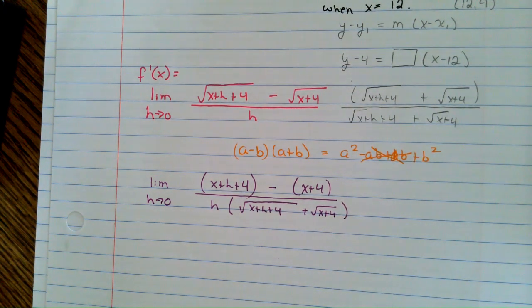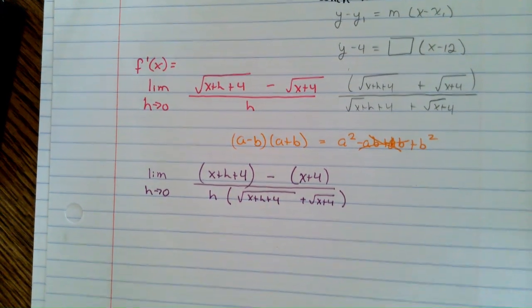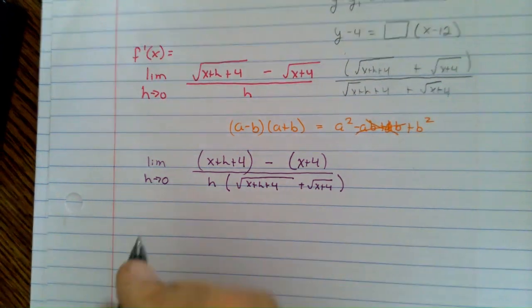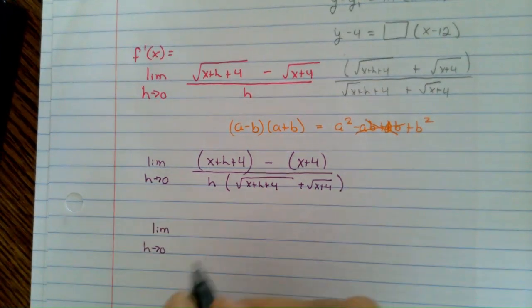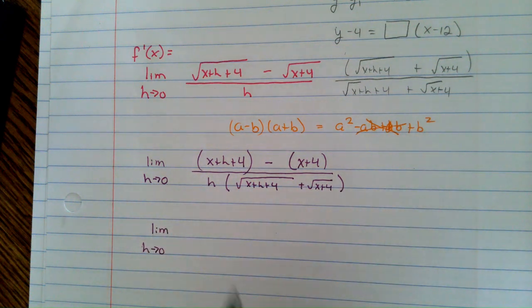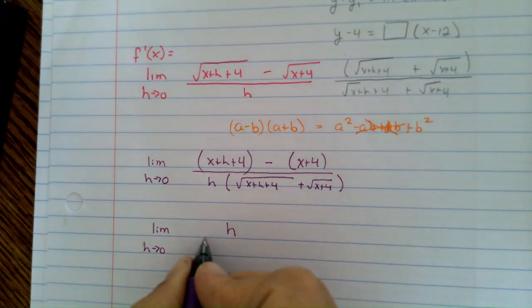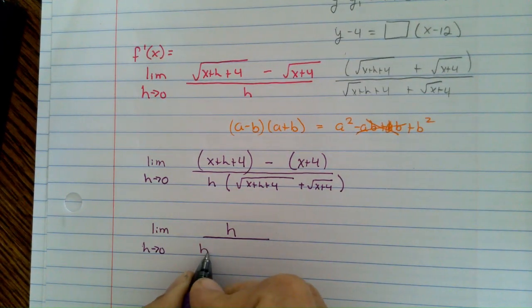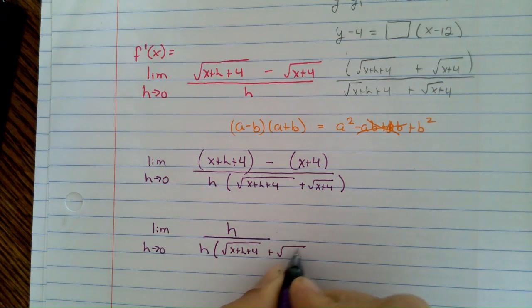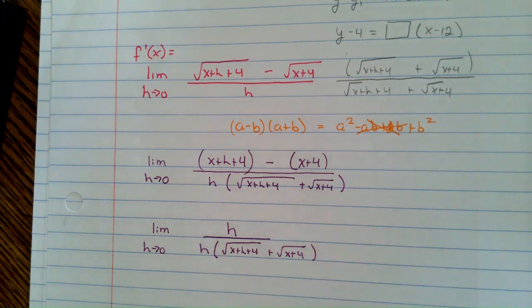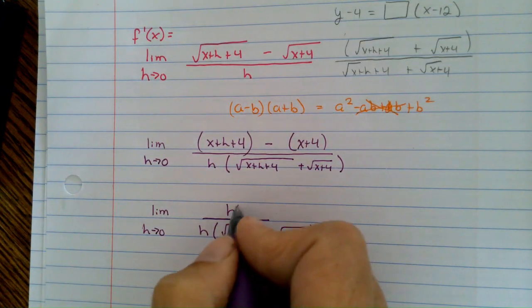And I know what you might be thinking, that really didn't do much. That looks worse. Well, let's look at it now. The limit as h approaches 0. In the numerator, the x's will cancel out and the 4's will cancel out. We'll be left with h. And in the denominator, we have h, but now the h's cancel out.